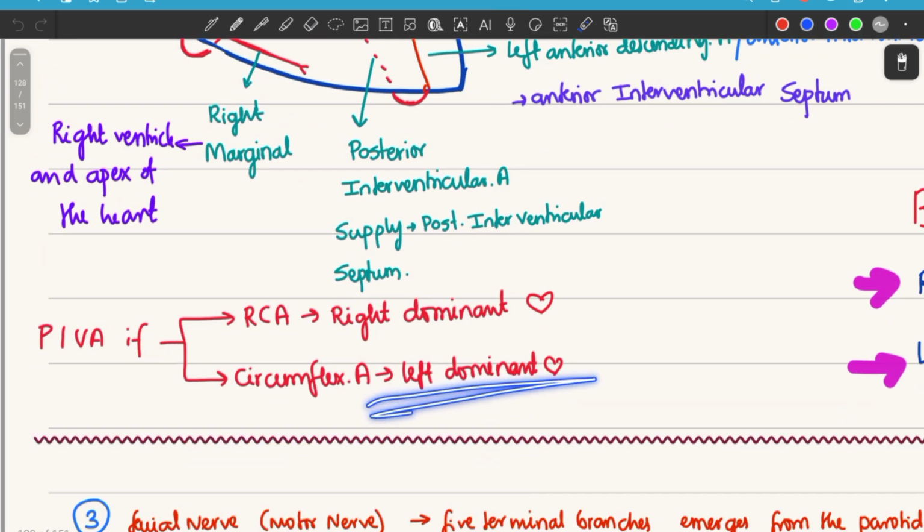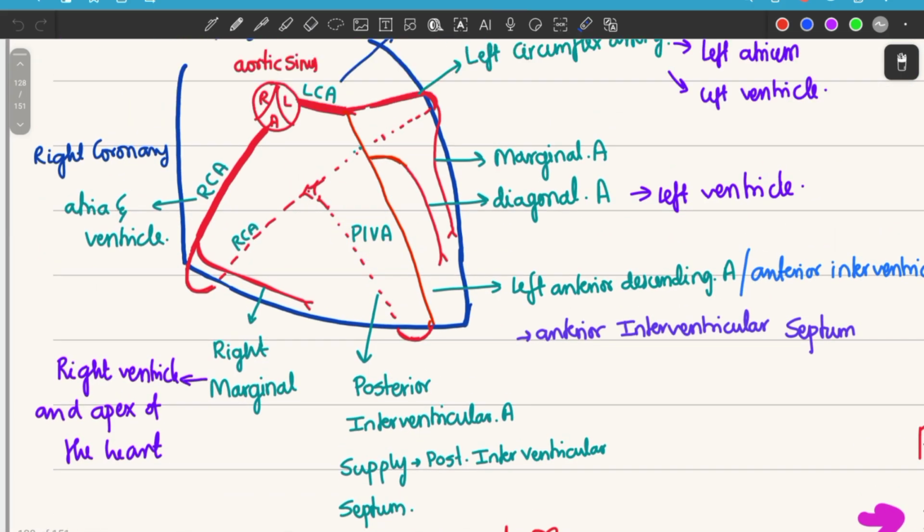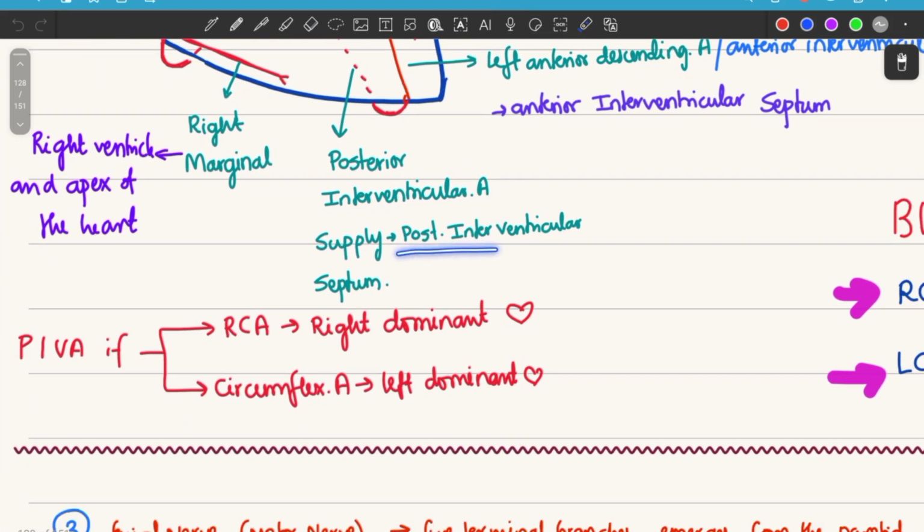Okay, here it will anastomose with the left anterior descending artery. This posterior interventricular artery supplies the posterior interventricular septum.